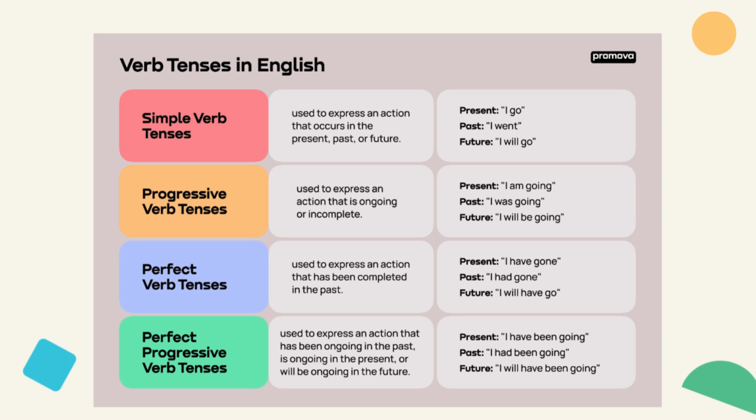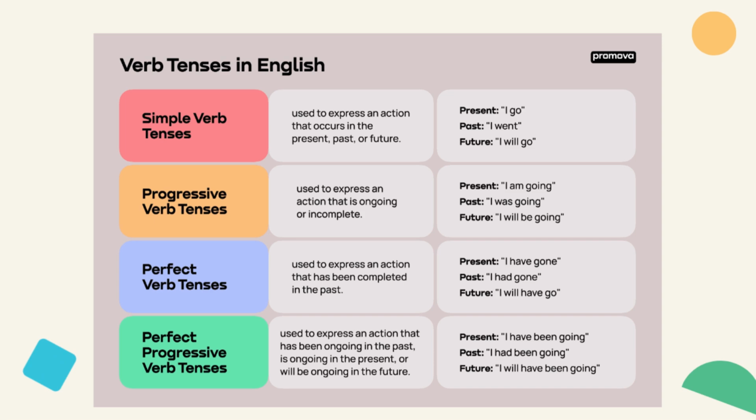And for our perfect verb tenses, ginagamit ito para i-express yung mga bagay na tapos na sa past natin. For example: I have gone, I have done, and for our future, I will have gone. And then the last is perfect progressive verb tenses. It is used to express an action that has been ongoing in the past, and also ongoing in our future, and also ongoing in our present.